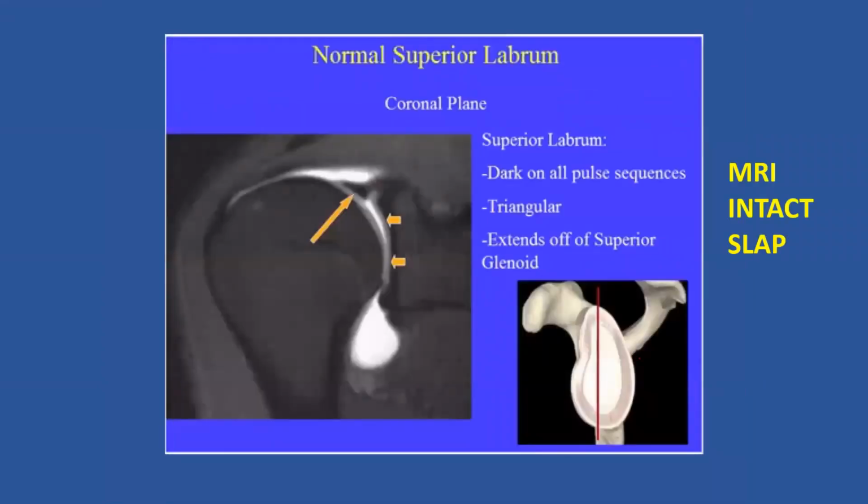Let us look at the coronal plane. You see over here the superior labrum. If there was a tear of the superior labrum, you see that when you inject a contrast, it will go through it.